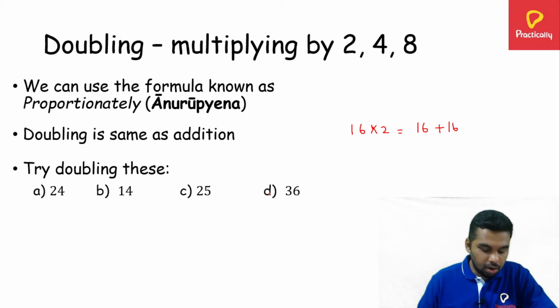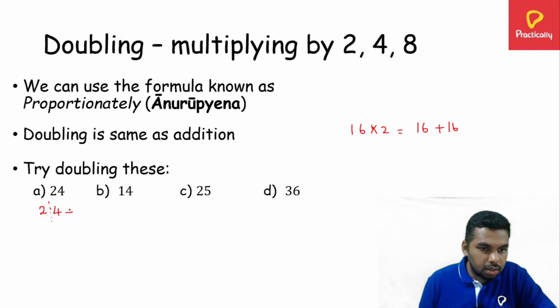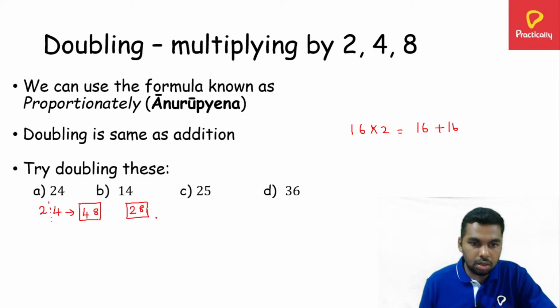Alright, let's see how we can easily compute it. Now 24 is a two-digit number, isn't it? So we'll introduce the Anurupena or the proportionality here. 24 can be written as 2 and 4, and you can separate it. Now what you can do is double both of them, double both the sides. Double of 4 is 8, double of 2 is 4. That's why the answer is 48. Let's apply similar doubling here. 1, 4. Double of 1 is 2. Double of 4 is 8. So here is the double.